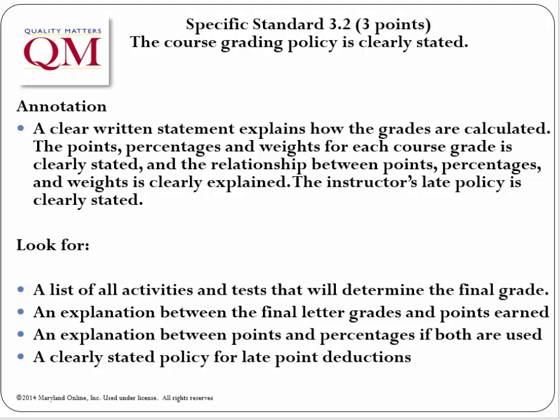Usually I include a table in my syllabus. Explanation between points and percentages of both of these. 90 to 100 is an A, 80 to 89 is a B. Go from there. And that would knock out those two bullet points. And then a clearly stated late policy for late point deductions. That gets a little tougher.